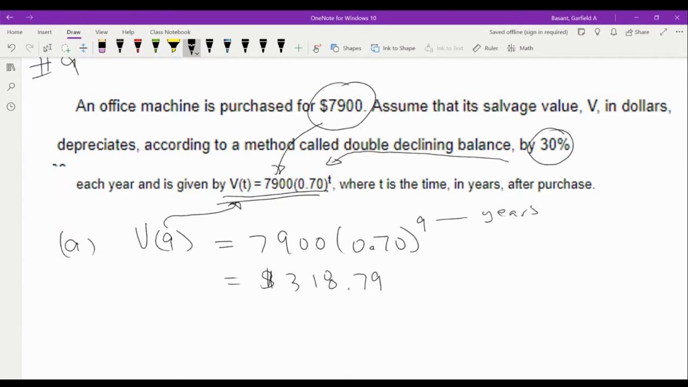Can anyone confirm that? All right, thanks, Don. So what is this saying? After you purchase equipment for $7,900, 9 years after that, the piece of equipment. Yes, I said 9.